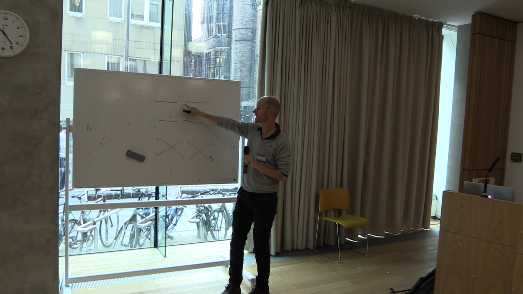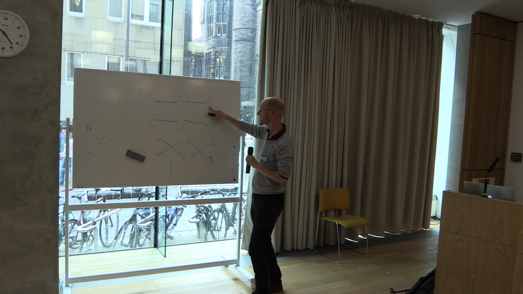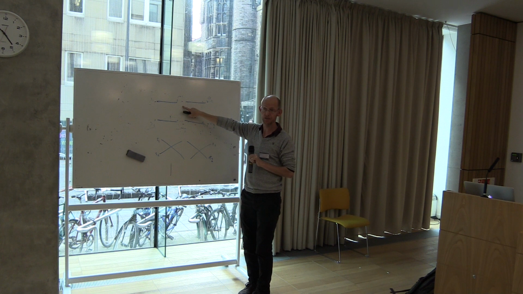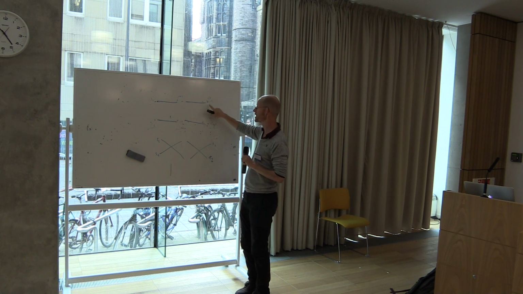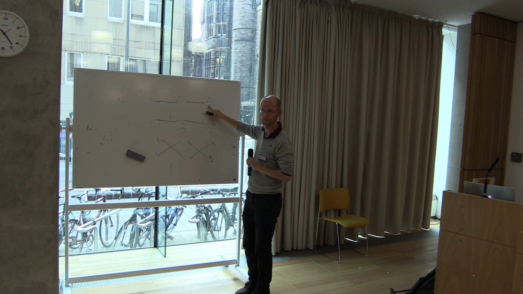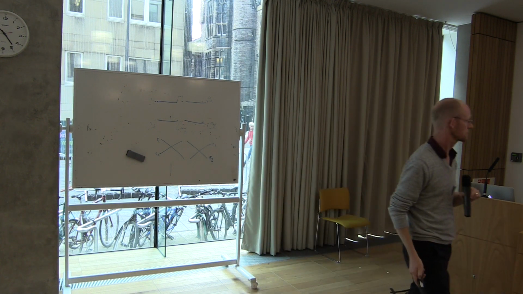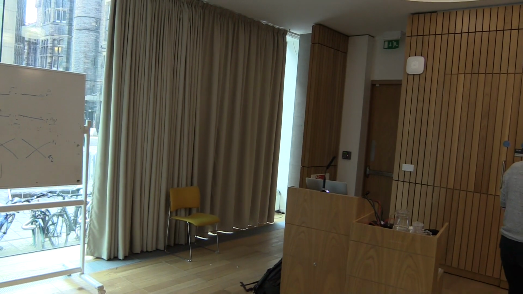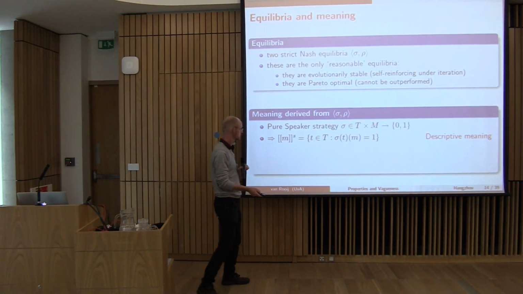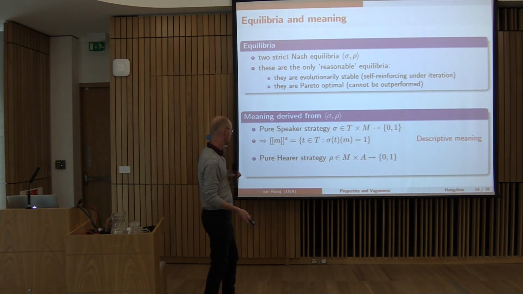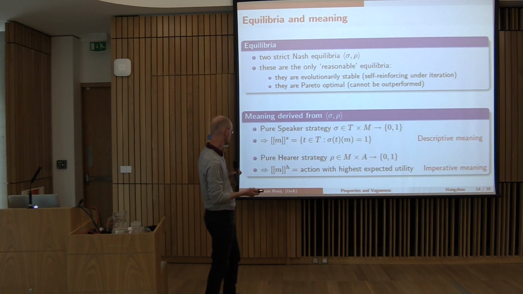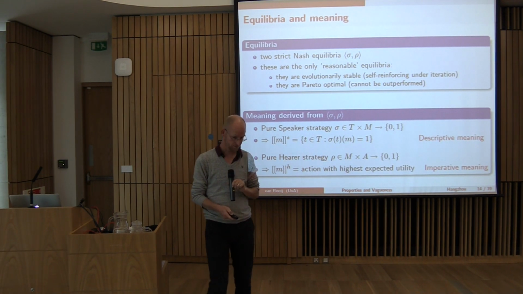But you can also think of it as the imperative meaning, and that is the action that I tell the receiver to do. And then the meaning is just, well, do action A1. Two different ways of thinking about meaning. So you can think of the descriptive meaning as the situations in which a message is sent, and the imperative meaning is the action that the receiver does. Okay.